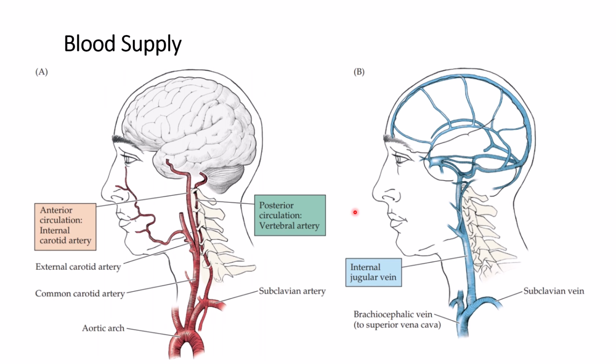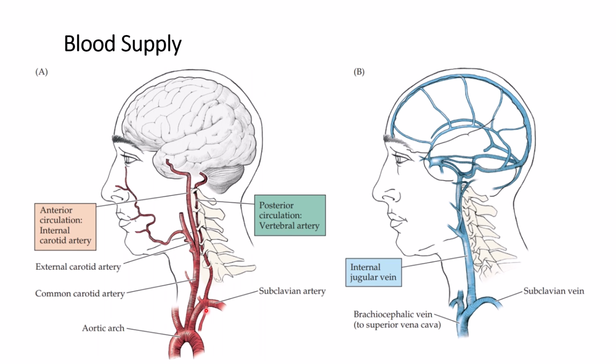Then is the blood supply. The brain has two different blood supplies. This is the aortic arch, and then the common carotid, and the common carotid branches into the external carotid, which is supplying the facial area, and then the internal carotid, which goes to the brain.